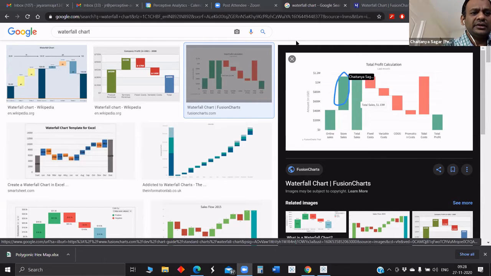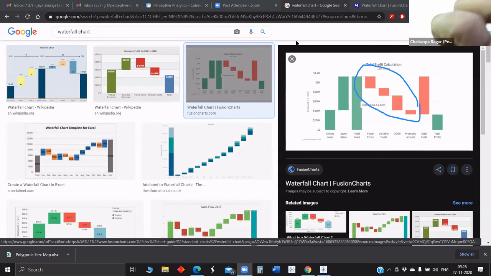Similarly, you have these, all of these indicate various differences. In this case, it's not large enough. It's basically fixed cost, variable costs, COGS, and promotion costs, and you have the total costs also. So it's showing what is called a waterfall, from there to here: what are the various differences and how much is it? Is it clear, guys? Yes, got it.